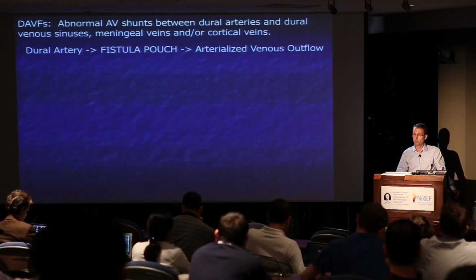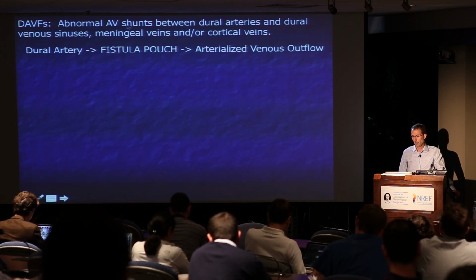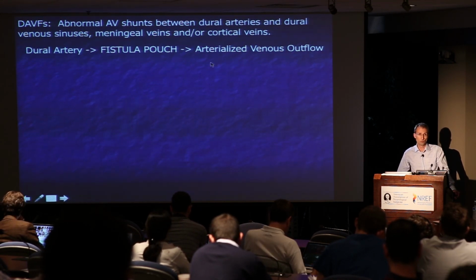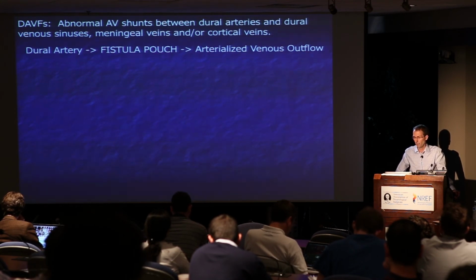The critical part is to understand that I say dural arteries, but in practice there are usually innumerable arteries that will supply these fistulas. But instead of a nidus that we see with AVMs, there's instead a fistula pouch, and that is going to be the critical aspect of the anatomy when we try to eliminate the fistula. But this arterialized pouch then gives rise to an arterialized venous outflow, which is where potential complications and symptoms of dural fistula arise.